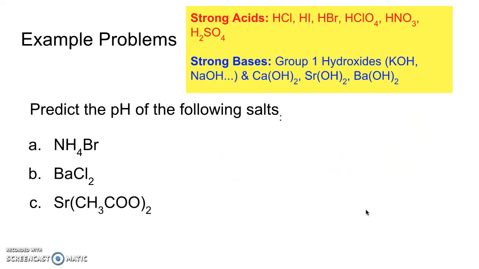Oops. Okay, sorry about that. So now for the next one, you're predicting the pH of the following salts. Write down these salts here into your notebook. And using the process that we just saw on the previous page, you're going to predict the pH of these salts. When you press play again, I will show you the answer.